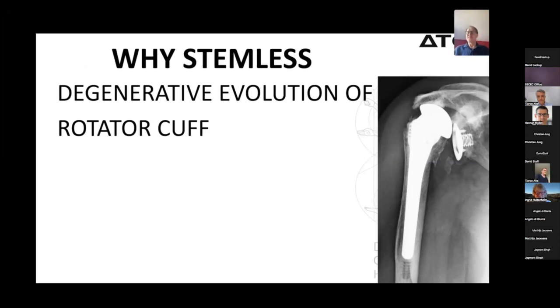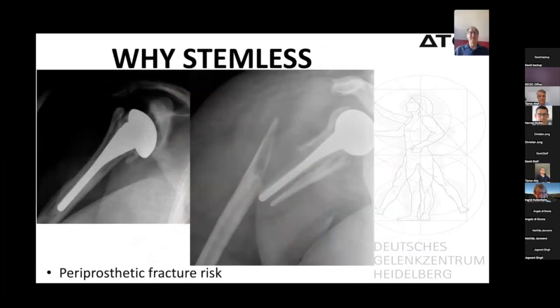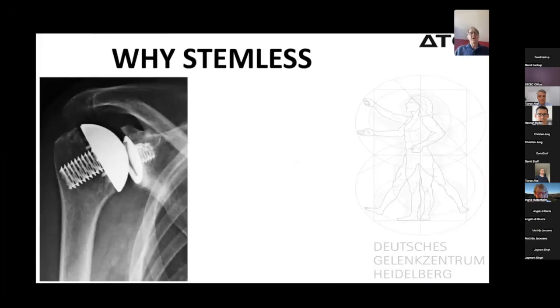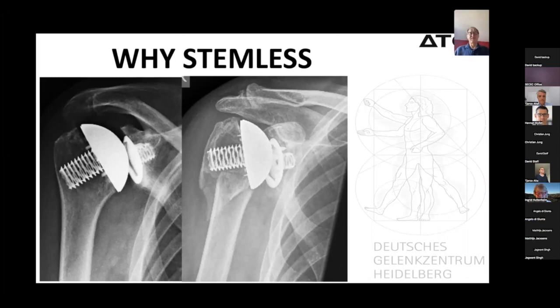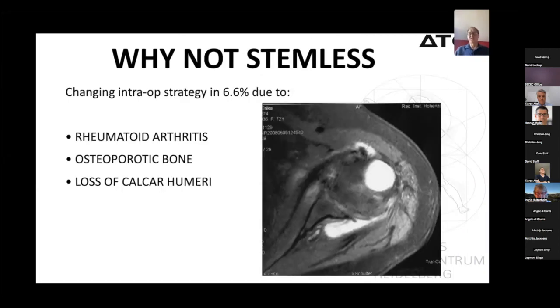The risk of secondary rotator failure is definitely one, because you might end up with disastrous and very heavy surgical revision surgeries, like you can see in these examples. And the long stems have a terrible risk of periprosthetic fractures, and that ends up with a very tough surgery. So with the stemless prosthesis, even if you have a periprosthetic fracture, you can treat it like a normal proximal humeral fracture by just doing an internal fixation.